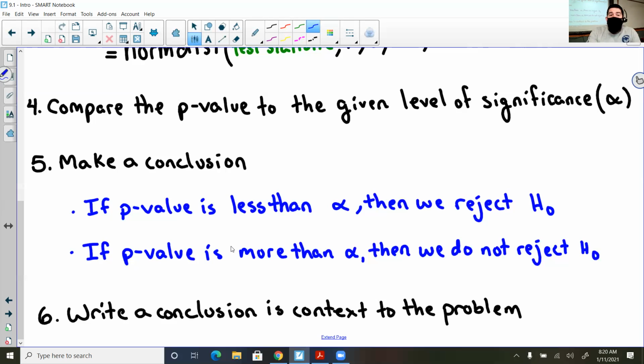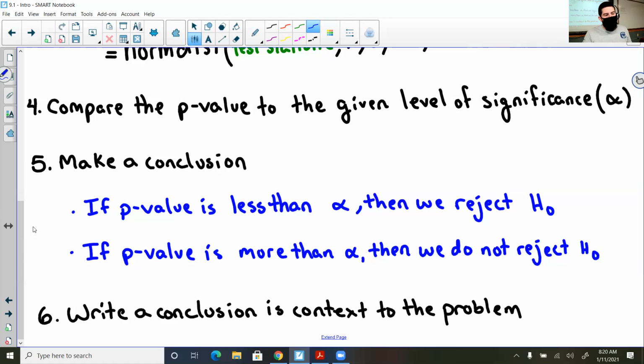If the p-value is more than the given alpha value, then we do not reject the null hypothesis, and we cannot proceed with saying that it's something more than, less than, or different. So those are kind of the two things that we're looking for, and then based off of that, we either reject what is known to be true, or we do not reject what's known to be true.